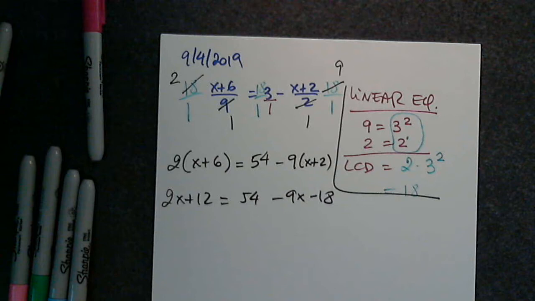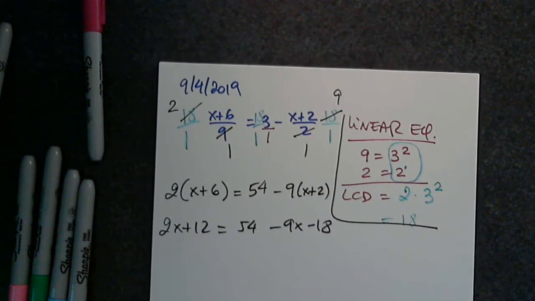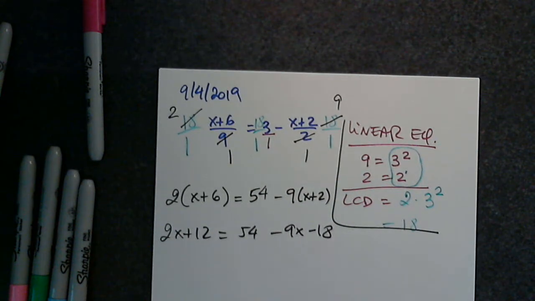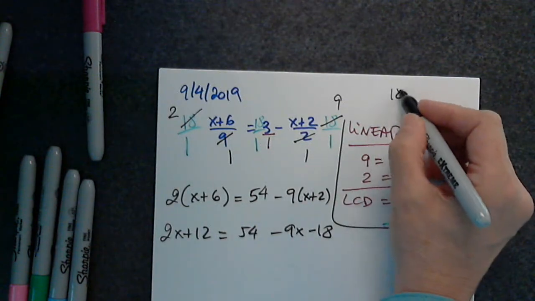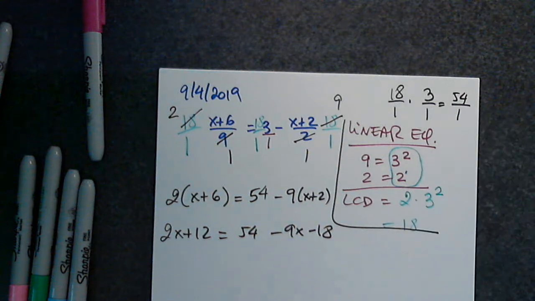Yes? I'm sorry, I have a question. Why didn't you cross the 3 and 18? 18 divided by 1 times 3 over 1 is 54 over 1. Yes, it's not top and bottom. Very good question. Thank you for that.